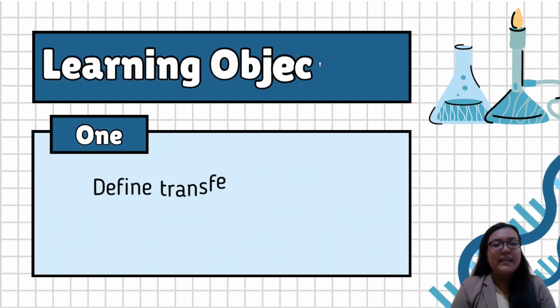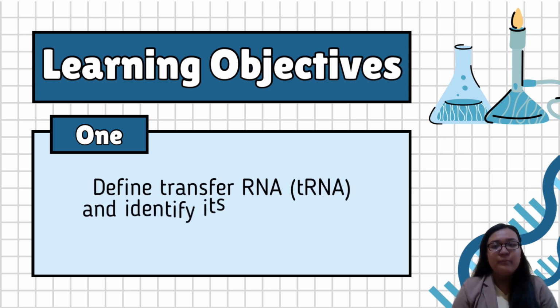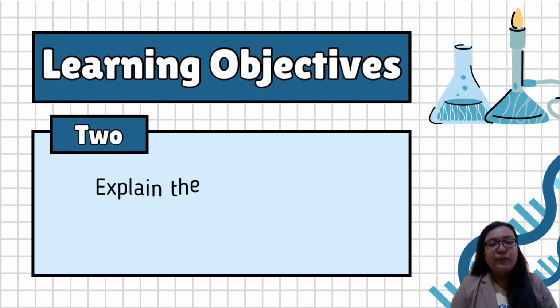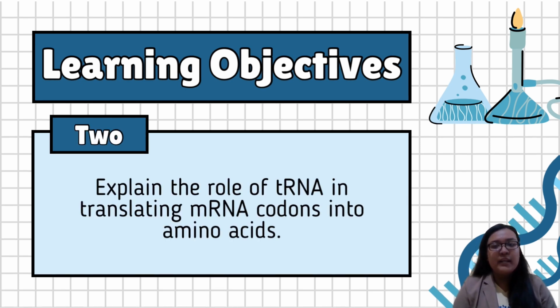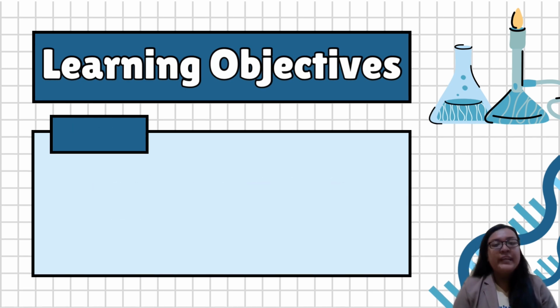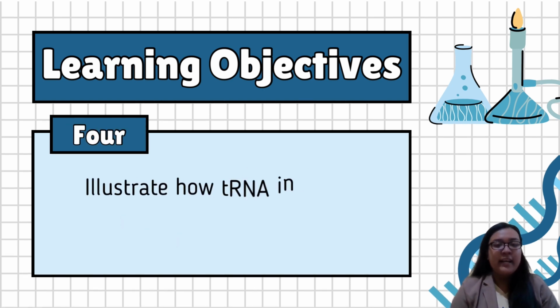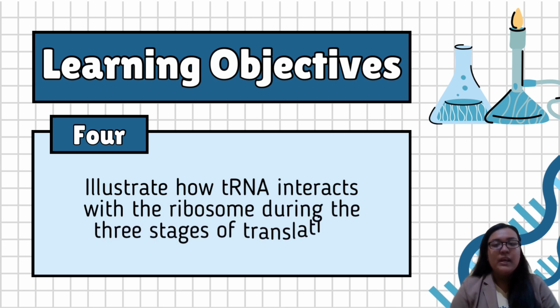Here are our objectives. By the end of the lesson, you will be able to define transfer RNA and identify its key structural features, explain the role of tRNA in translating mRNA codons into amino acids, demonstrate correct codon-anticodon pairing and its importance in protein synthesis, and illustrate how tRNA interacts with the ribosome during the three stages of translation.